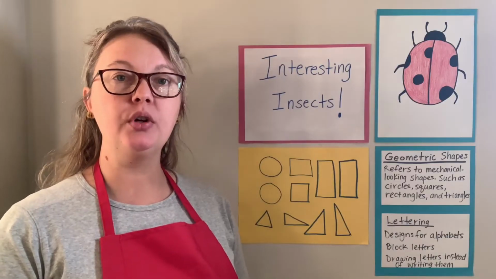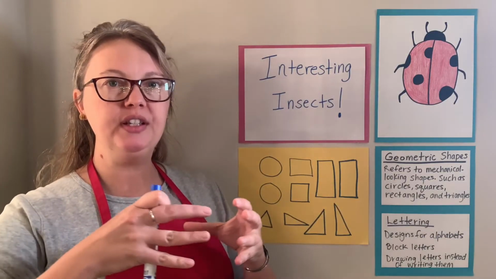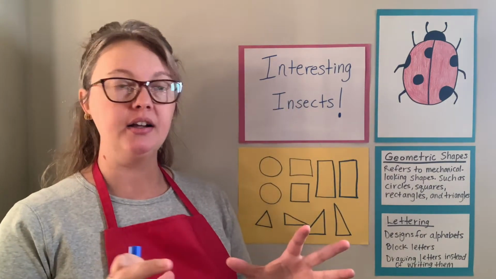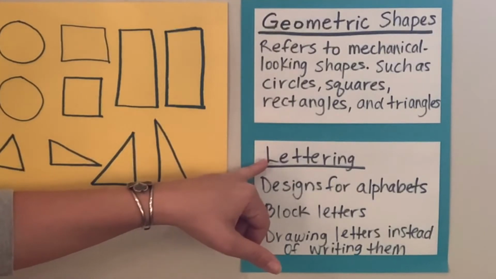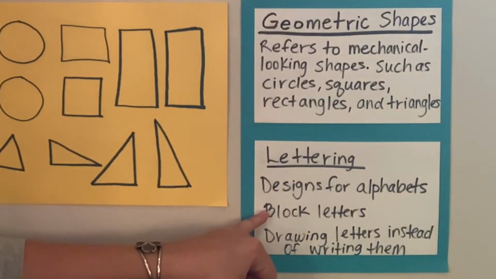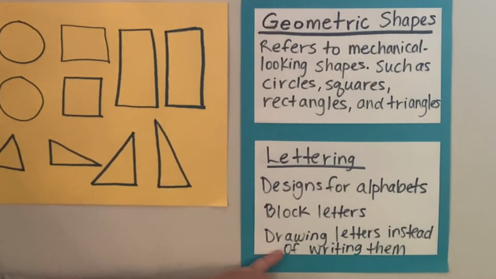We're going to be drawing the word insect. We're going to pull these letters out a little bit, and we're going to pretend that the letters are made of blocks. So let's look at the word lettering. It's designs for alphabets. One example is block lettering, and that's what we're going to use today. It is drawing letters instead of writing them. Drawing the letter means that you're going to look at the letter like a shape, and we're going to draw the outside of those letters.